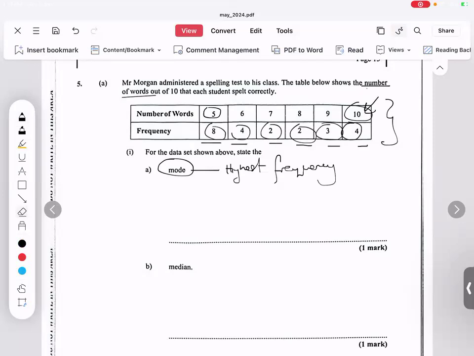All right, assuming that everybody is good. Median. So the median now is the middle number. So the median now is the middle.